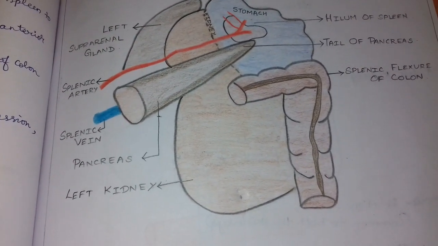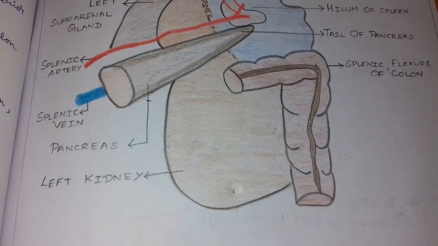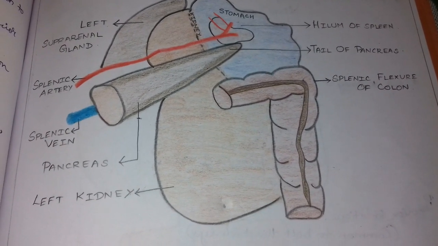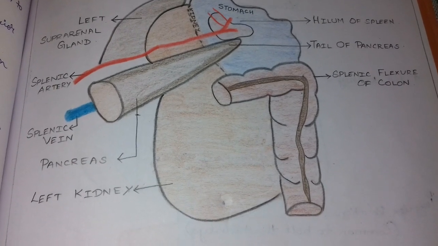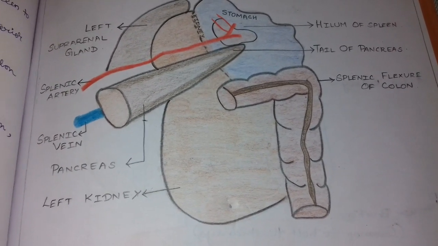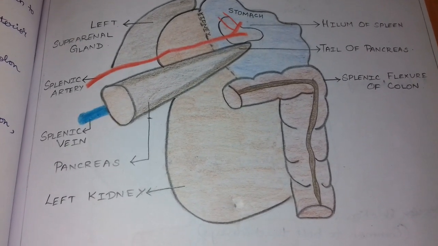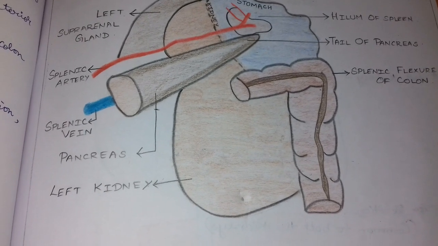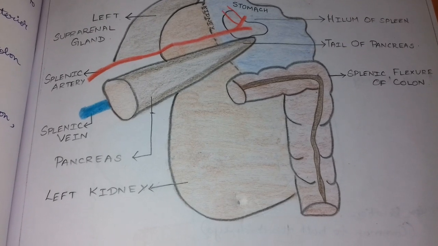The gastrosplenic ligament extends from the hilum of spleen to greater curvature of the stomach. The gastrosplenic ligament contains the short gastric vessels and associated lymphatics and sympathetic nerves. Lienorenal ligament extends from spleen to the anterior border of the left kidney, and contains tail of pancreas, splenic vessels, pancreaticosplenic lymph nodes and sympathetic nerves.